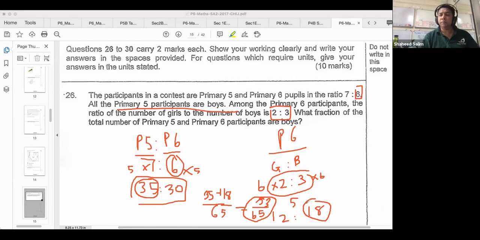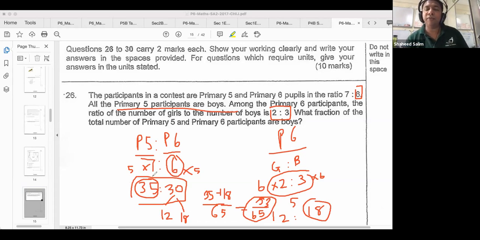Next one down here. How to get 30? This one now, 5 times what equals 30? Times 6. So 3 times 6, 2 times 6. You get 12, 18. Right? So that means this one is broken up: 12 units girls, 18 units boys. How many boys are there? They want to know the fraction of boys. 35 is boys and then 18 boys. So you add up together, you get 53. Total number of students, 35 units for the primary 5, 30 units for primary 6. Add together, you get 65. So this is the answer.